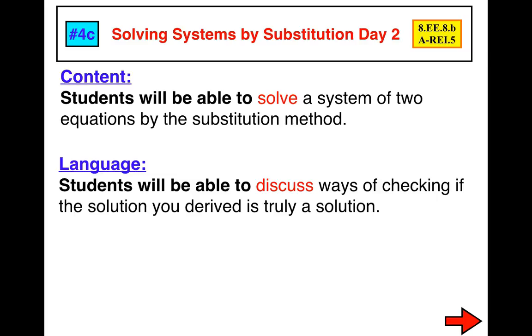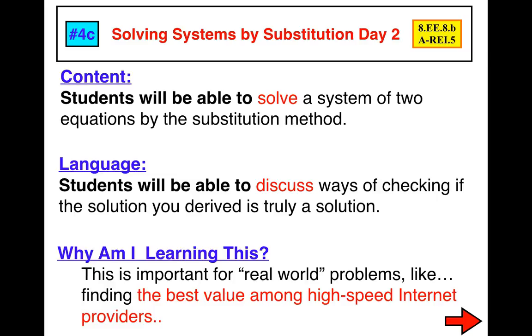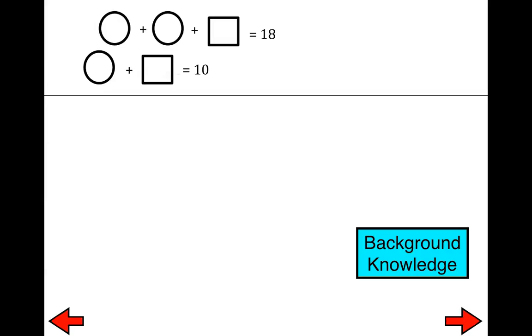Language objective is students will be able to discuss ways of checking the solution that you derived is truly a solution or not. Why am I learning this? Well, it's important for real-world problems like finding the best value among high-speed internet providers. So first, let's go over some background knowledge.